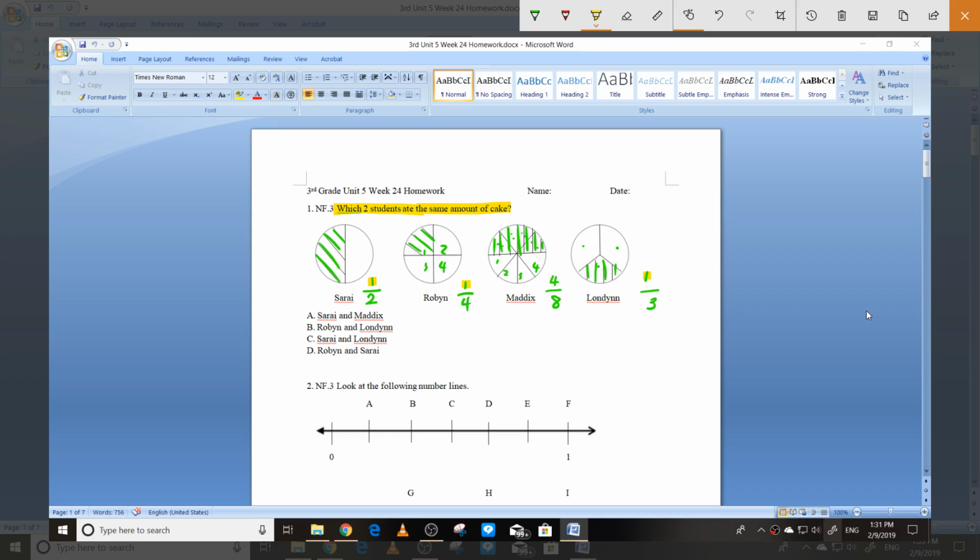However, if you look at just how much was actually eaten, see how this is half of the cake? One half. You see 4 over 8 is also half of the cake. So although these two fractions have different numbers, they stand for the same value. What I mean by that is 1/2 is the same as 4 over 8.